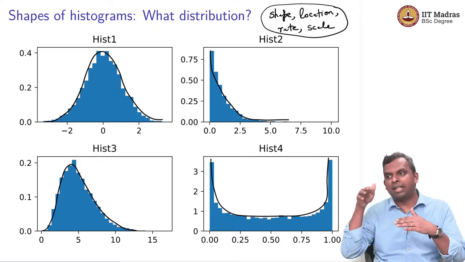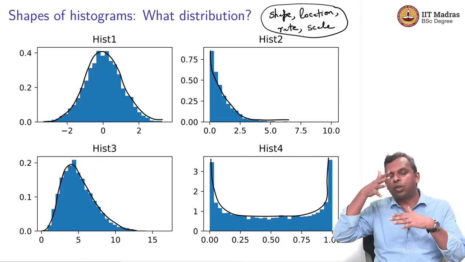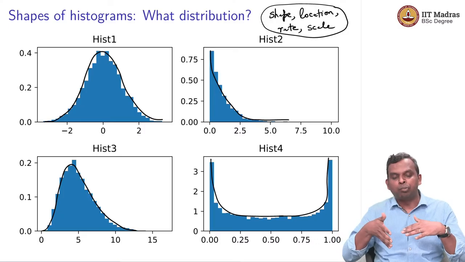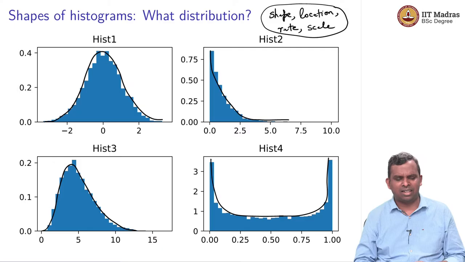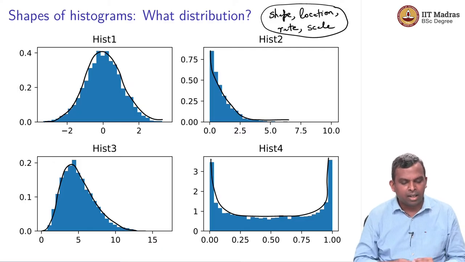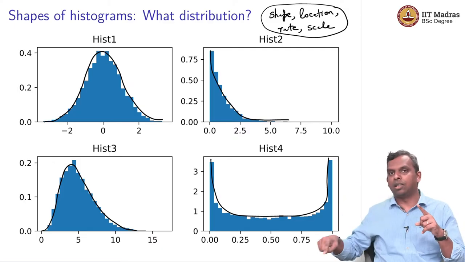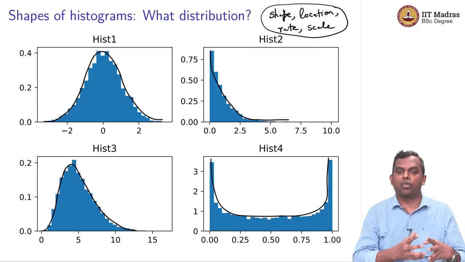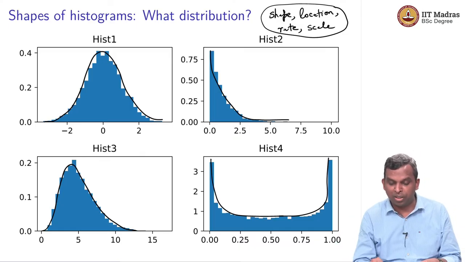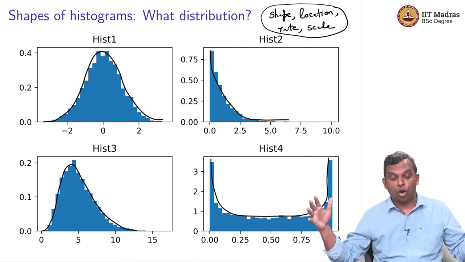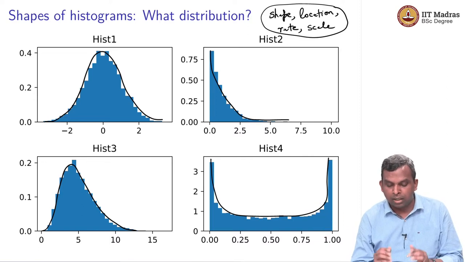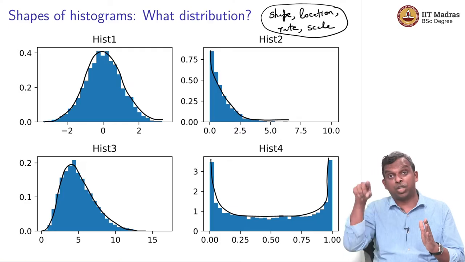So, if you look at e power minus lambda x, as lambda increases, it's going to fall faster and faster, right? So that's the shape and location and things like that. And notice this histogram 3, it rises for a while and then falls. So this is a different sort of shape. And look at this shape. It's only between 0 and 1. The previous distributions all seem to go for all x. And hist 4 is only between 0 and 1 and has a U shape.